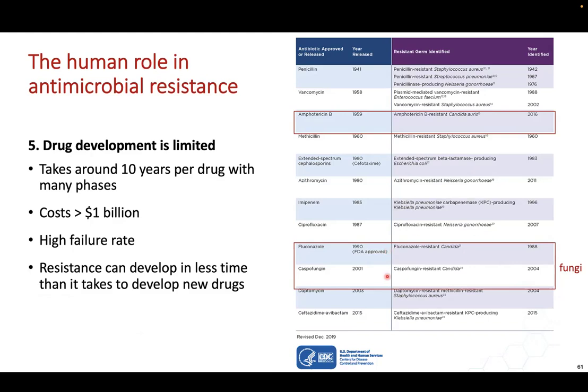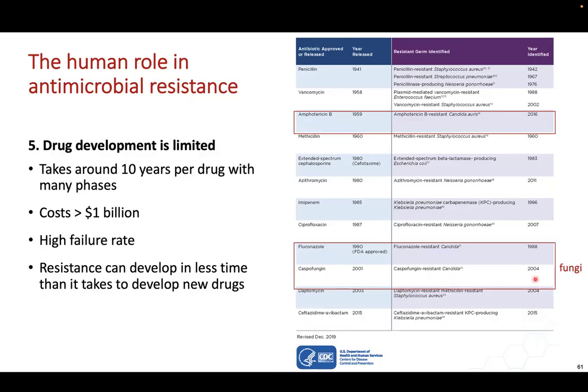And one example is being seen here, where flucloxacillin was identified in 1980, and by 1990 they developed the drug and it was approved. Within a few years it became resistant to the drug, and then they had to develop a new drug, caspofungin, which was identified in 2001, and by 2004 it also became resistant.